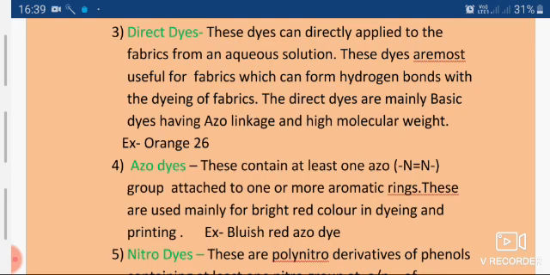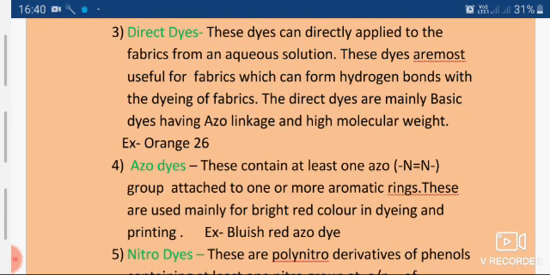The fourth dye is azo dyes. From its name, it is clear that these dyes contain the azo group, that is N=N or N≡N+. In these dyes, at least one azo group is directly attached to the aromatic ring, and these dyes are used mainly for bright red color in dyeing and printing.